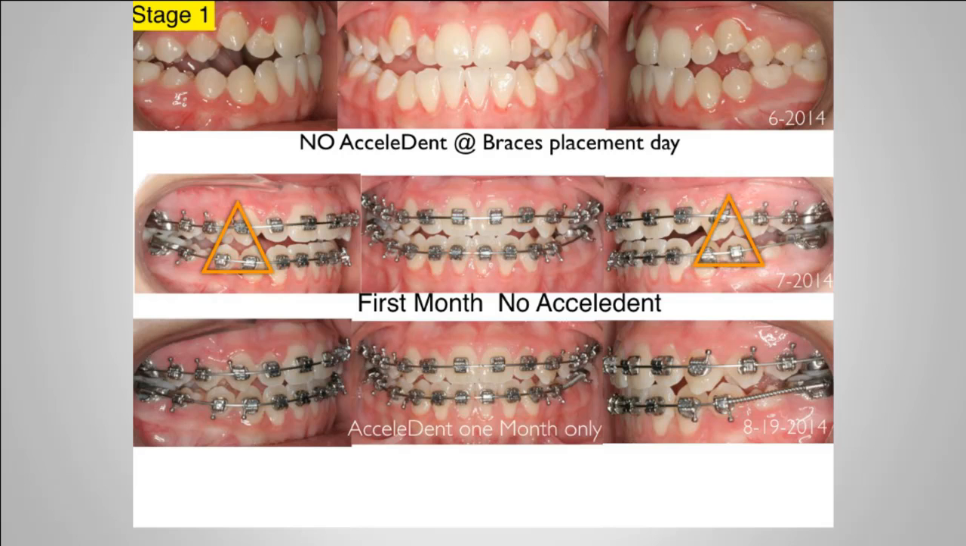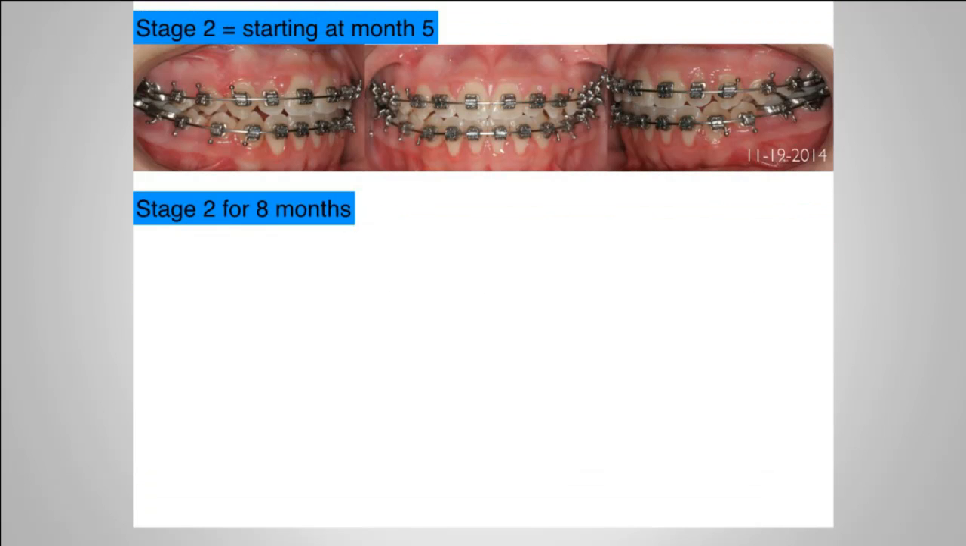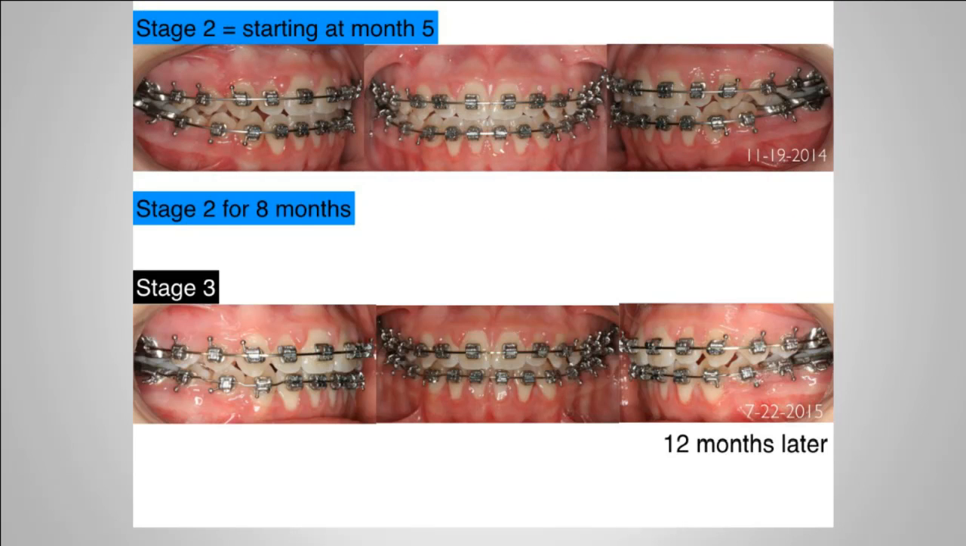Now, I would have started this case a little later because her second bicuspid is now finally coming in, but there was an anxiety to begin treatment because of the high cuspids. Again, a private practice decision. Triangular elastics, resetting brackets. 4 months into stage 1, primarily due to the delay in the lower left second bicuspid. We're now into stage 2 and stage 3 12 months later.